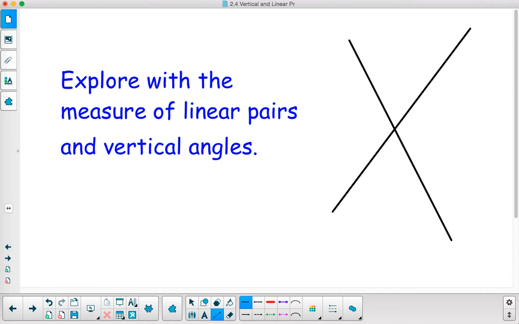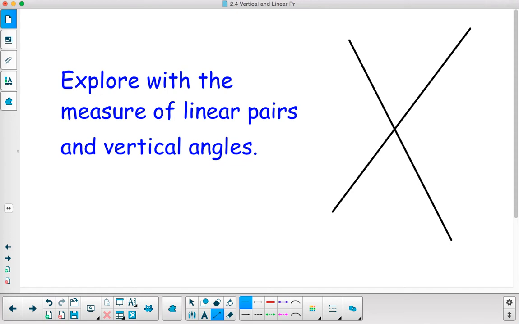Now I'm going to pause for a bit, so you need to shut this off, but the directions are you need to grab your protractor and in degrees measure all 4 angles in this diagram. Measure all 4 angles with a protractor. Okay, start me back up when you're done.